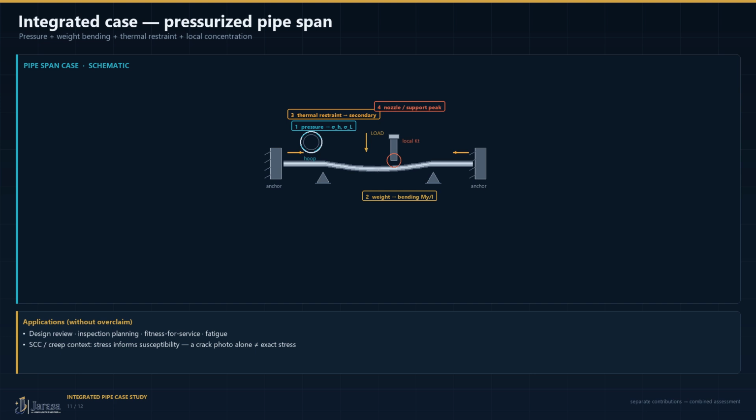The same discipline applies when you plan inspection, evaluate fatigue, or discuss stress corrosion in creep contexts. Stress informs risk, but a crack photograph alone does not deliver an exact stress number.